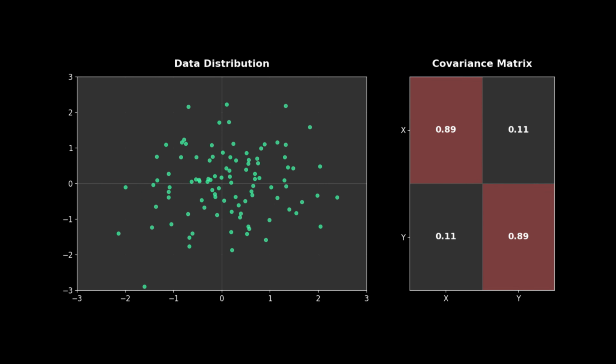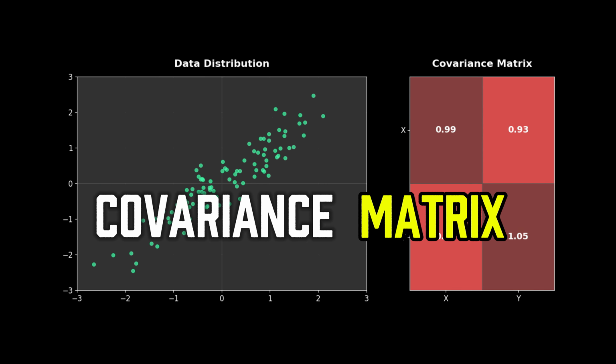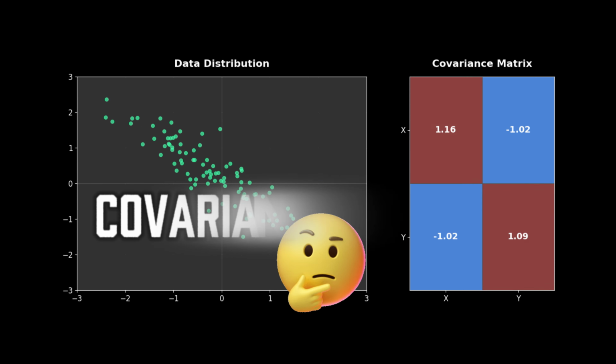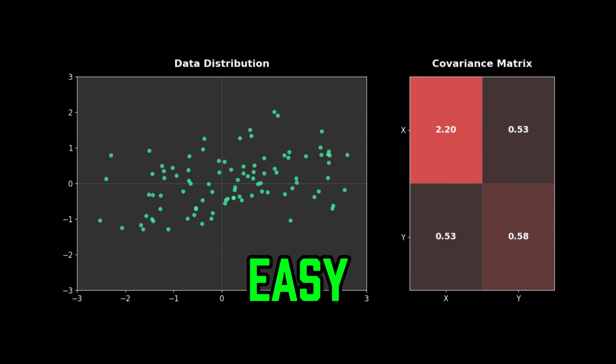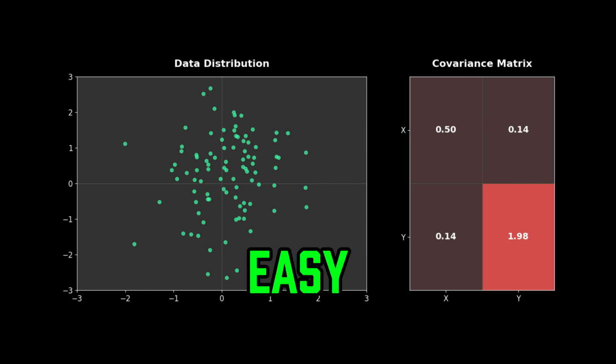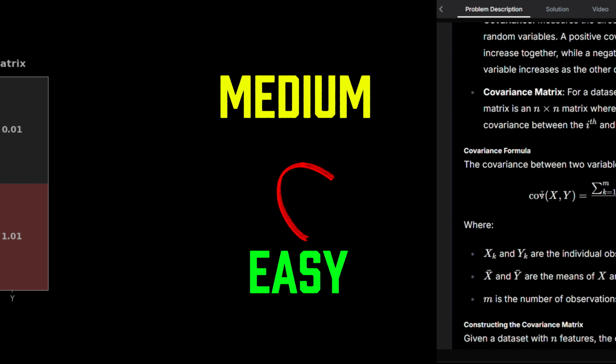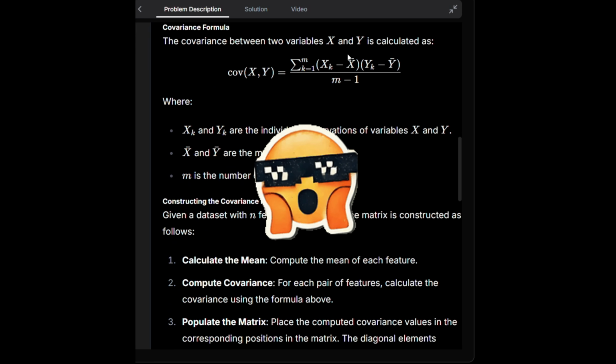What's up, everyone? You've probably heard of a covariance matrix, but can you actually code it up? This problem is listed on deepml.com as an easy problem, but in my opinion, it's definitely a medium, since it's actually pretty tricky to implement correctly.